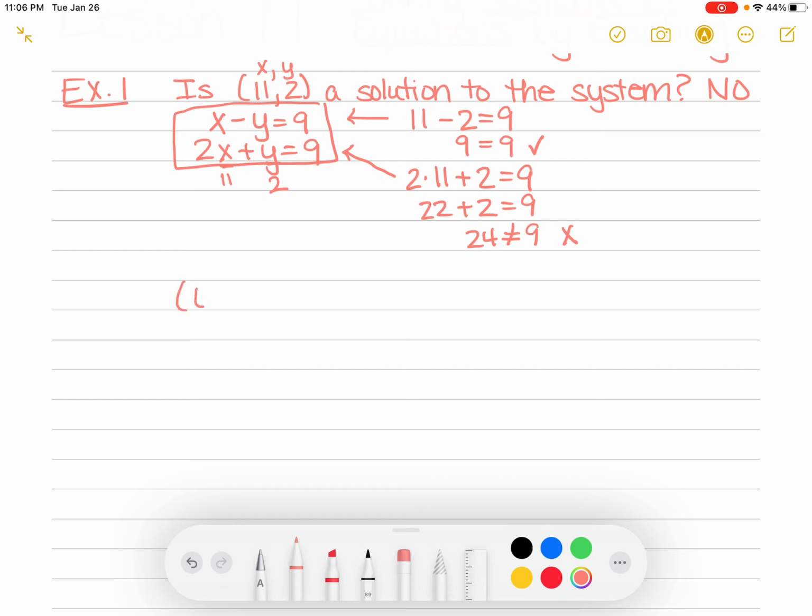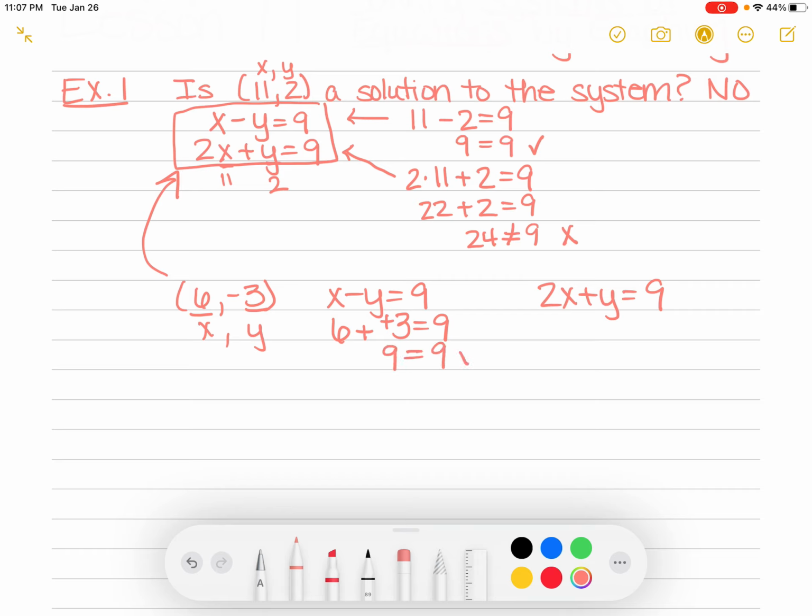Let's see if (6, -3) is a solution. So we're going to use the same problem up here. Okay, I'm just not going to rewrite it again. Or you know what? I'll rewrite it on top. Maybe that will help you see it a little bit better. Okay, so those are my 2 equations. And now I'm going to put 6 for the x and -3 for the y. Okay, so I have 6 minus (-3) equals 9. Well, minus a negative 3 means plus a positive 3, right? So I have 9 equals 9.